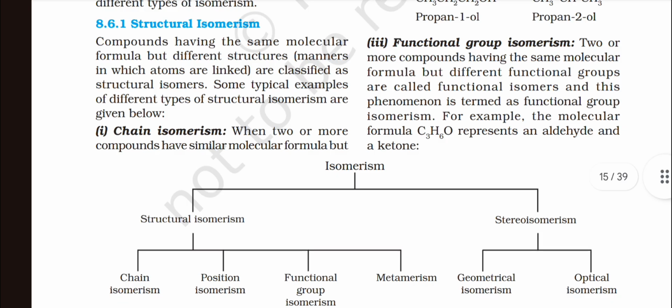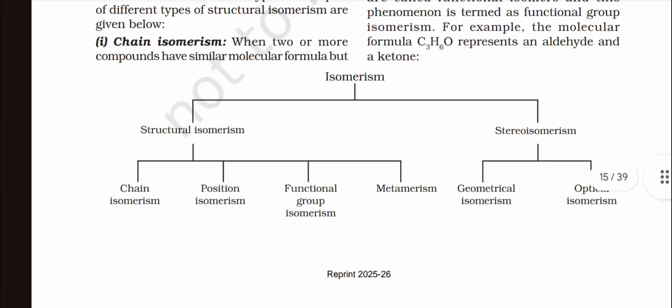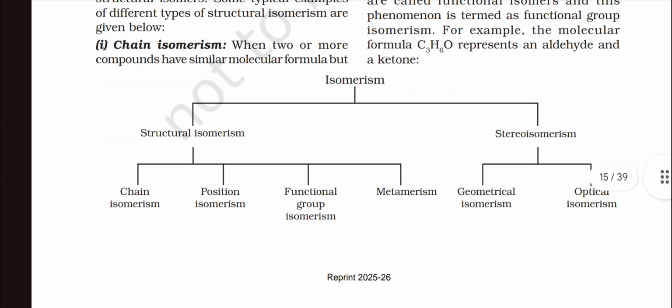Isomerism is divided into two parts: structural isomerism and stereoisomerism. Structural isomerism is divided into four parts: chain isomerism, position isomerism, functional group isomerism, and metamerism. Stereoisomerism is divided into two parts: geometrical isomerism and optical isomerism.